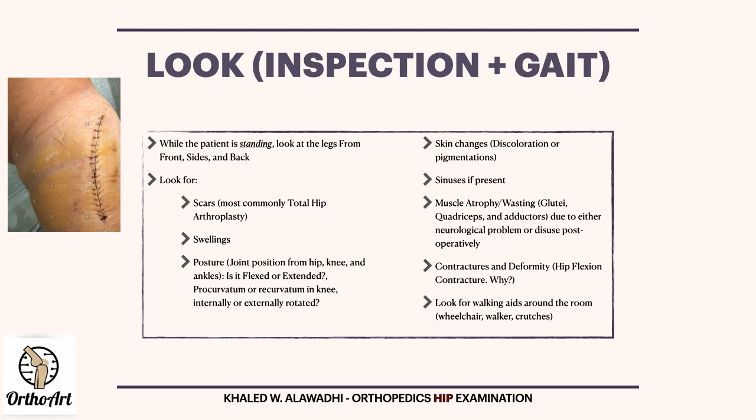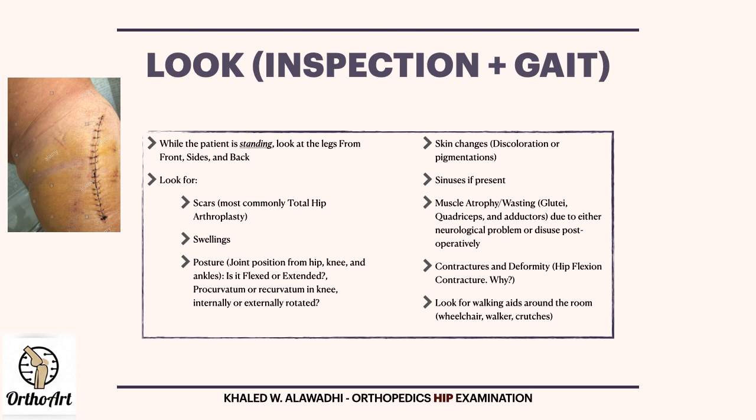Another point that you should check is muscle atrophy and wasting. You check the gluteus muscles, the quadriceps, and the adductors. But what you have to focus on most in this patient is the gluteal wasting. Check the muscle itself. Is it having problems? Wasting in that area may occur after total hip arthroplasty surgery, where you may commonly injure the nerves supplying the gluteus muscles, which I'll ask about later on.